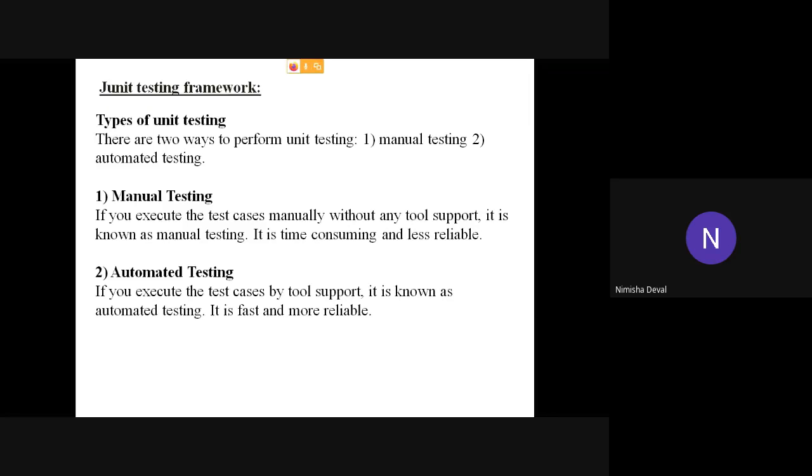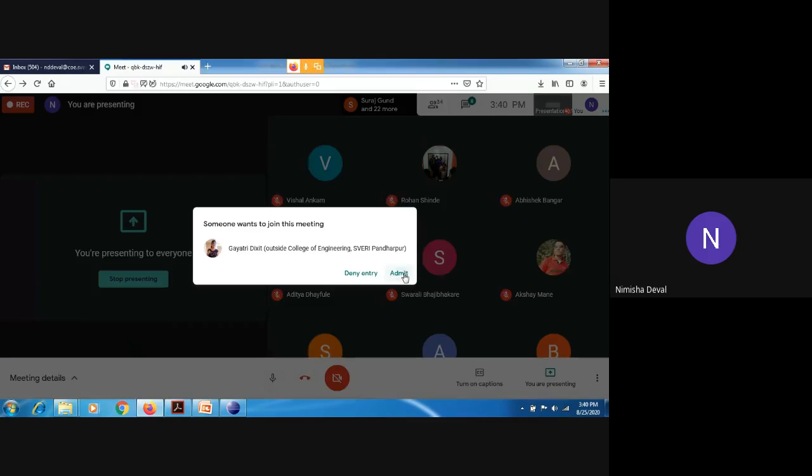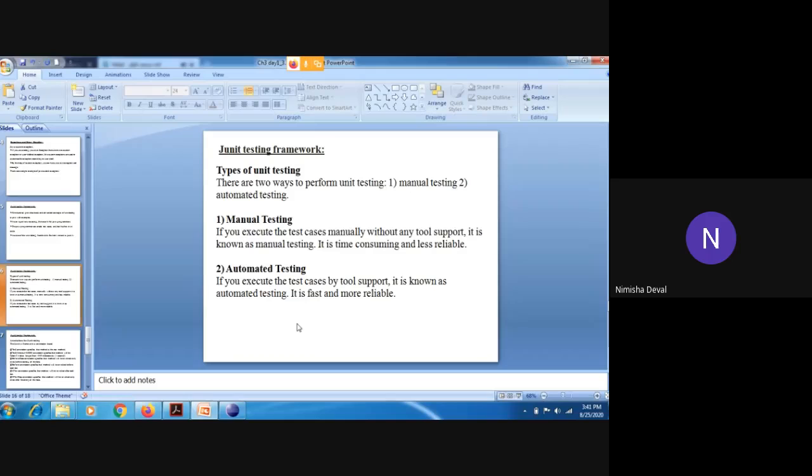Okay, then the second one is automated testing. If you execute the test cases by tool support, it is known as automated testing, and it is fast and more reliable. Because if you are using some tools, it will automatically generate multiple cases by that tool itself. That's why it will reduce the time consumption as well as increase the reliability of that code. That is the testing part.